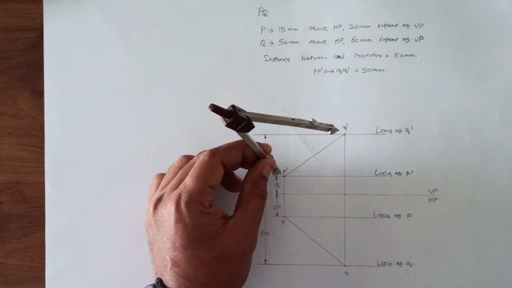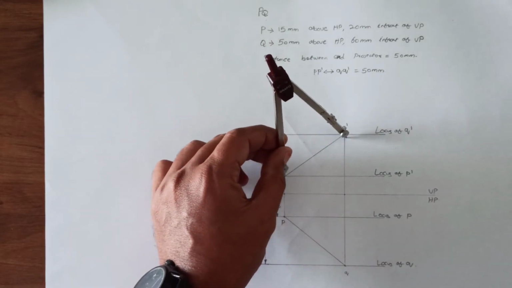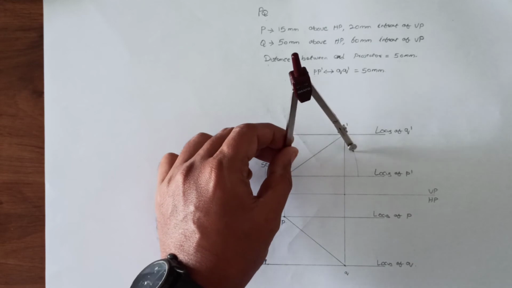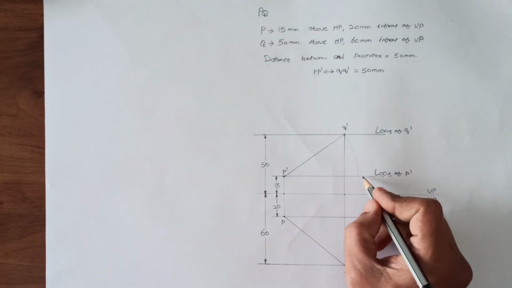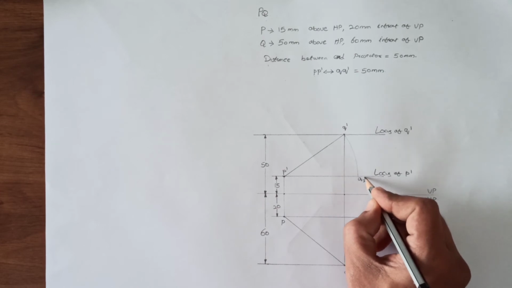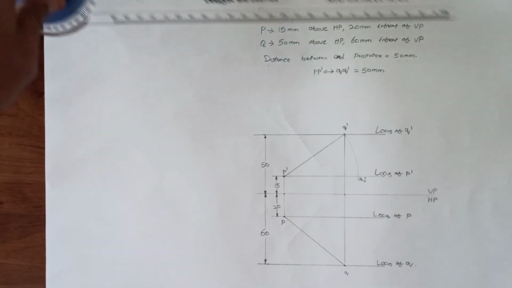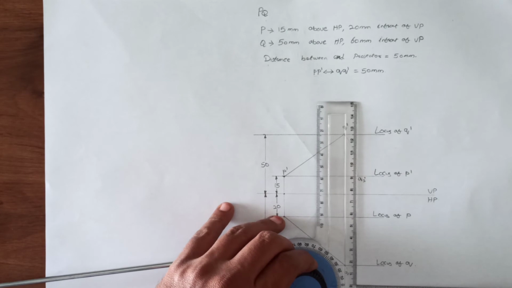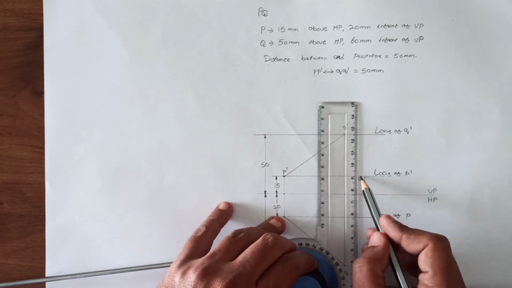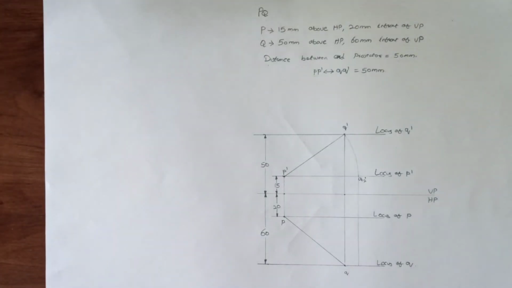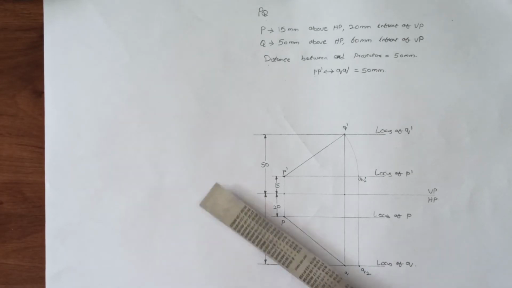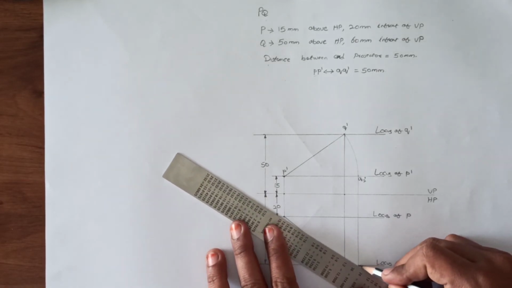Now take P dash Q dash as radius and P dash as center. Draw an arc to the locus P dash. There you will get an intersection. Mark that intersection as Q2 dash. From the point Q2 dash, draw a vertical projection to the locus Q. On the locus we will get an intersection. That intersection is marked as Q2. Now connect the point P with Q2.